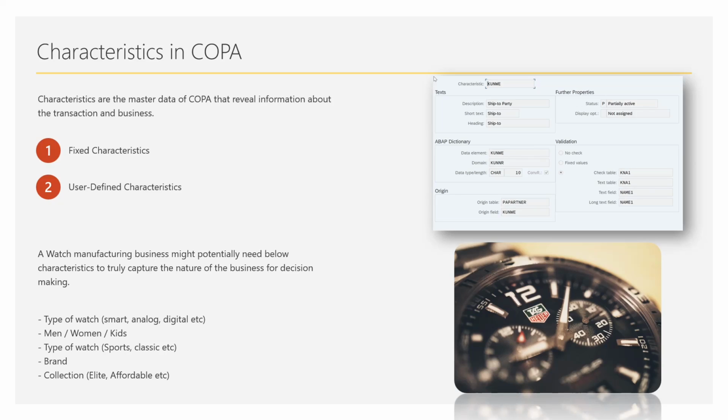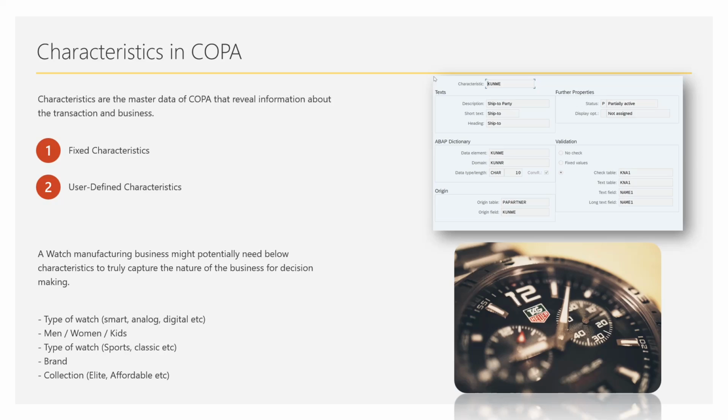For example, let us take a watch manufacturing business. Now, a watch manufacturing business is using SAP, and we have implemented SAP and the operating concern has been created. Now, we need to assign different characteristics to this operating concern, which will help the management to understand the profitability at different levels. So, what could be possible characteristics?